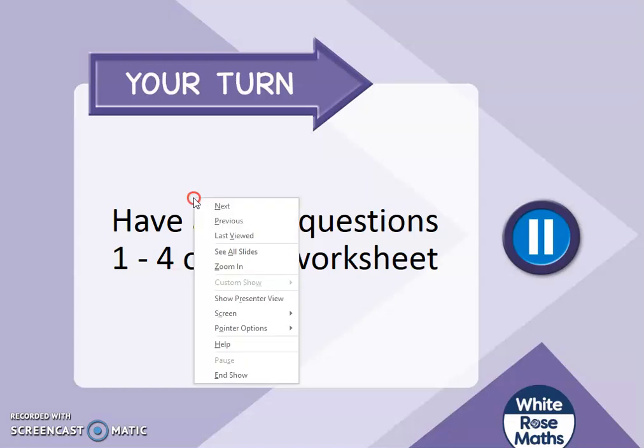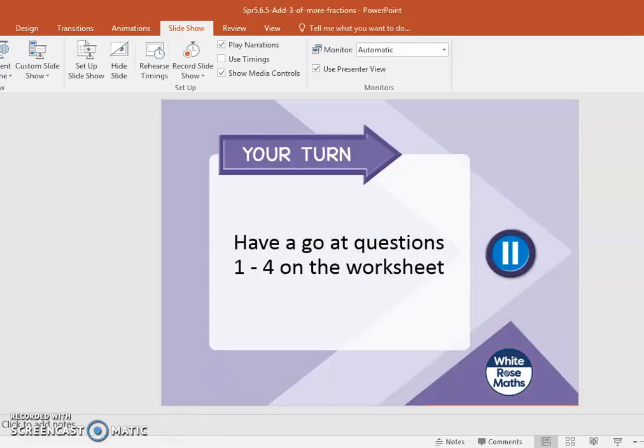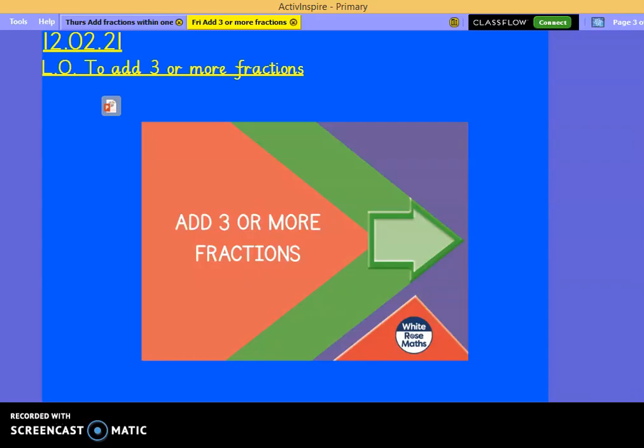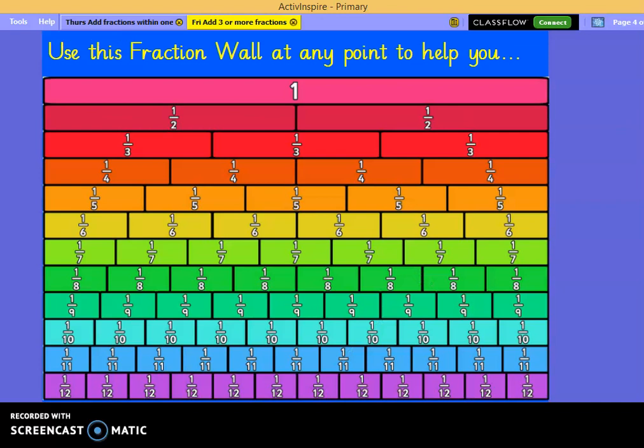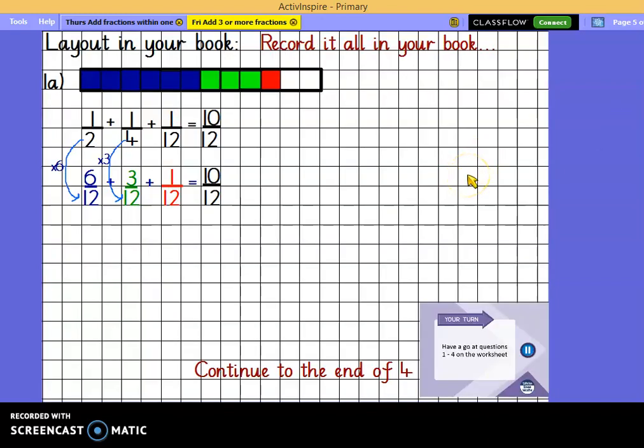Have a go at questions 1 to 4 on the worksheet. I'd like you to record it, please. Use this if you need it to come back to find equivalent fractions. And I'd like you to record it in your book like this, using the colours just like we used colours in the examples we did today. Write the fractions down, show your conversions, and then link it to what we've got above.